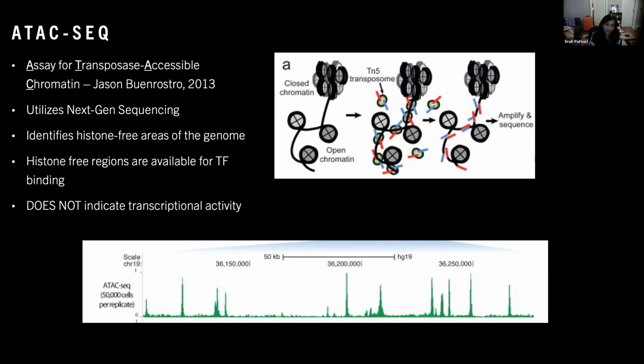The big caveat of ATAC-seq is that while it can tell you that these are accessible and there are areas here where transcription factors can bind or chromatin remodelers can bind, what have you, this does not indicate that these are transcriptionally active regions of DNA. That doesn't necessarily mean that these are driving the expression of a gene. It means that they probably can.